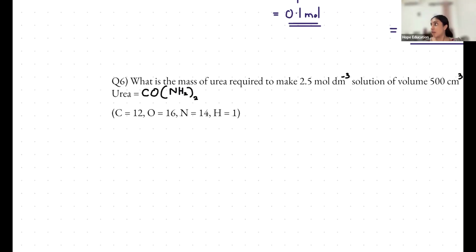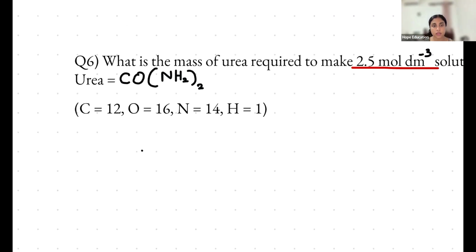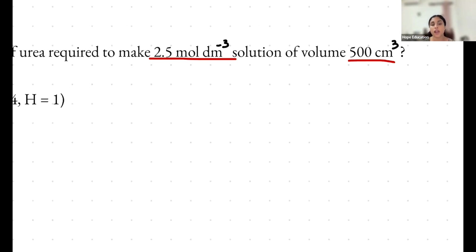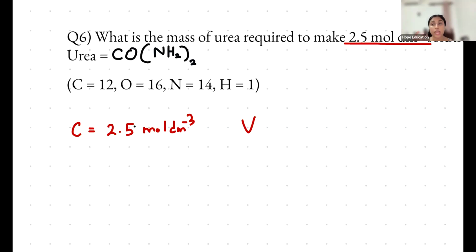Okay. So again, as usual, we first try to figure out what is given to us. 2.5 moles per cubic decimeter is the concentration. Tinur and Desidu, I think your answers are correct. But anyways, we'll discuss. The volume is 500 cubic centimeters. You divide by 1000 to get it in cubic decimeters. Then 500 divided by 1000 is 0.5 cubic decimeters.